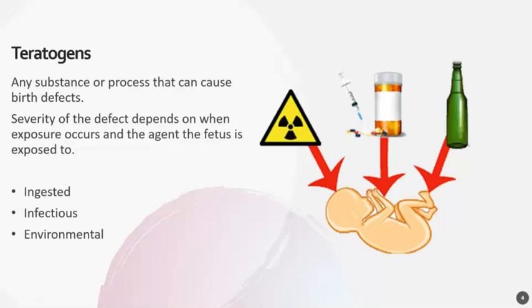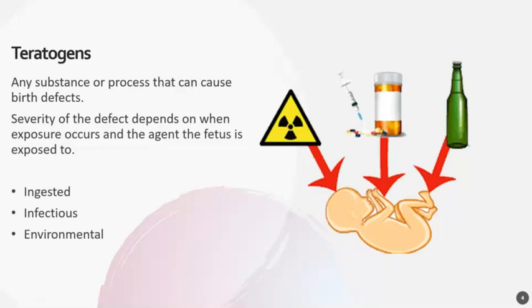Teratogens usually fall into one of three categories: an ingested, infectious, or environmental substance. So examples of each: ingested, that's going to be things such as Dilantin, chemo agents, tetracycline, and then alcohol and smoking. Infectious examples are going to be varicella, rubella, and cytomegalovirus. And then environmental are going to be things like radiation and mercury exposure.